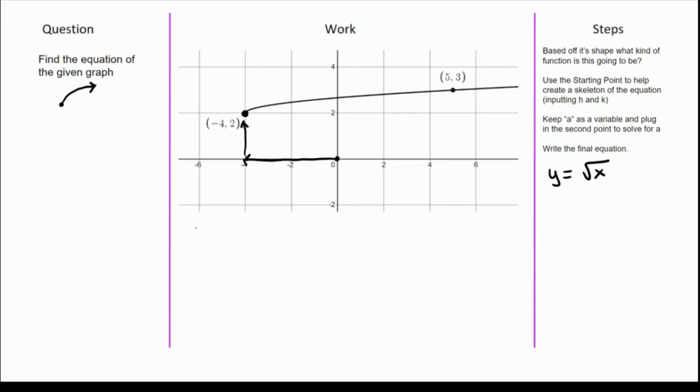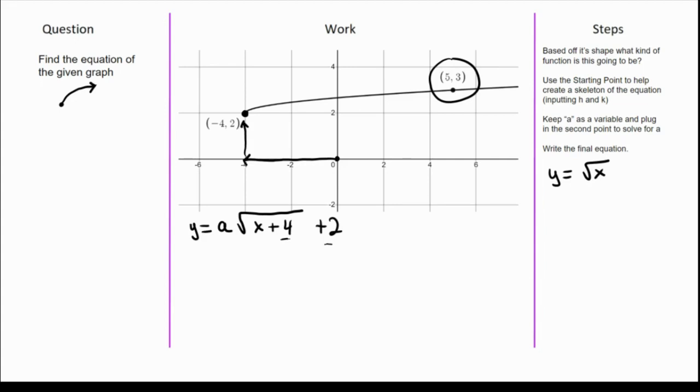So I'm going to rewrite this equation as y equals a, I don't know what the a value is yet, times the square root of, my h value is negative 4, so I'm really going to be saying x plus 4. Then my k value, since I'm shifting 2 units up, is going to be plus 2 on the outside. So the starting point is really what's going to help tell what h and k are.